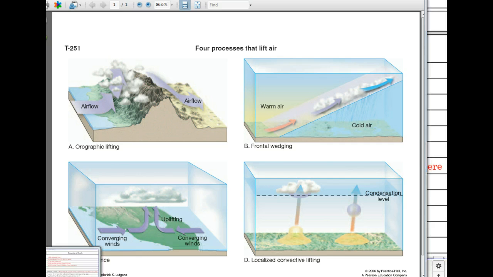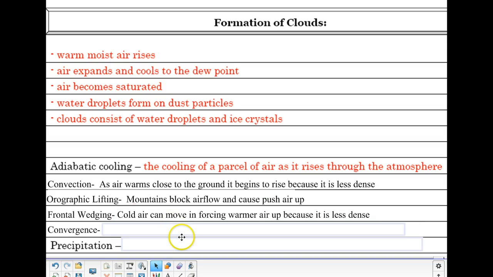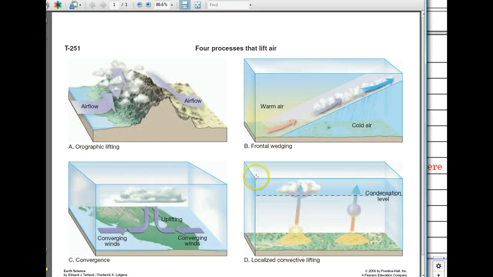A couple other ways: something called frontal wedging, which we'll talk about more when we get into air fronts, and convergence, where two air masses come together from opposite directions. There's no place else for them to go but up. Some air gets forced out to the sides, of course, too, but mostly it's freer to go up in the air. Frontal wedging is when warmer air rides up over colder, more dense air, and you can see it here.